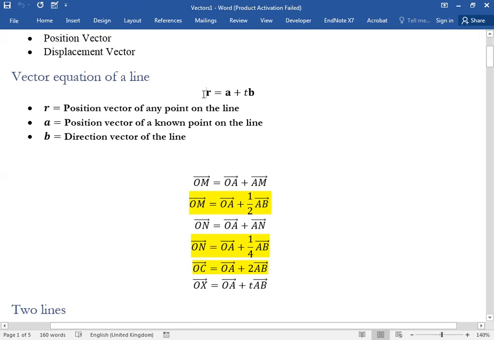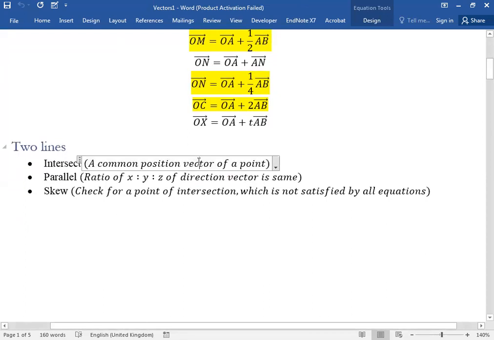Please understand here, R is a point that can be anywhere on the line, and T is a scalar value that changes with the point. It can be positive, it can be negative, it can be a fraction, it can be an integer, it can be anything. But it is the value that changes with every point. A can be any known position vector. In the last example, I took it as OA. You could have taken it as O. You could have also just taken it as OB. Nothing would have changed. And B is the direction vector of the line.